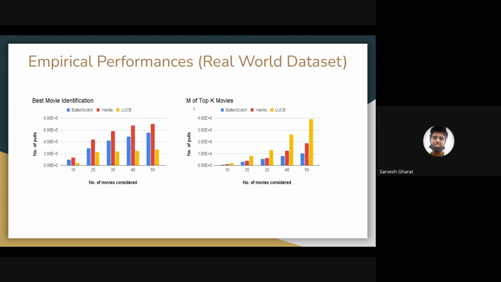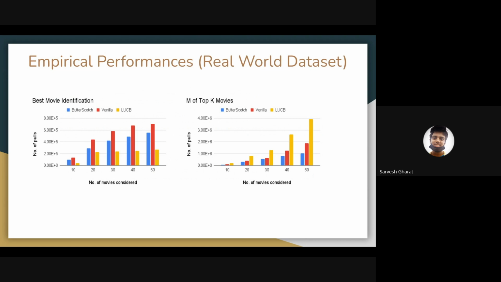On the other hand, for M out of top K movies, there's one thing missing: I have not mentioned what M and top K are. K is 50% of the total number of movies considered. That is, in the first image K will be 5, in the second K will be 10, in the third K will be 15, and so on. Similarly, M is 30%: in the first case M is 3, in the second it's 6, and so on. Say you want to identify 2 out of top 5 movies out of 10 movies, then you can clearly see that the butterscotch algorithm performs best, followed by vanilla and then the LUCB version.